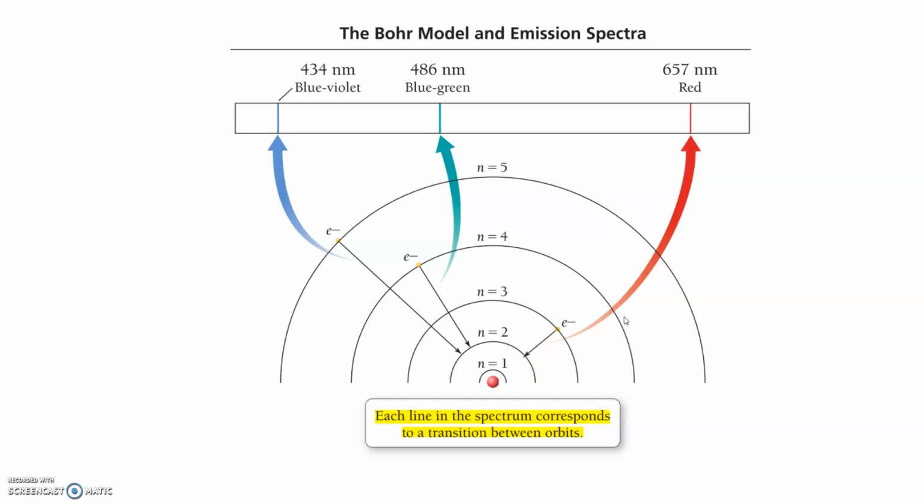And the red light is actually lower energy than the blue light, and that makes sense because the energy gap between the third shell and the second shell is smaller than the energy gap between the fifth and the second shell.